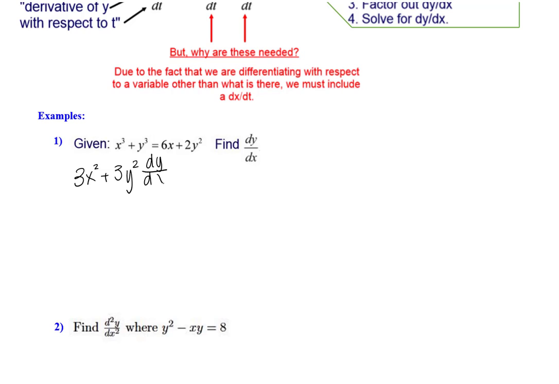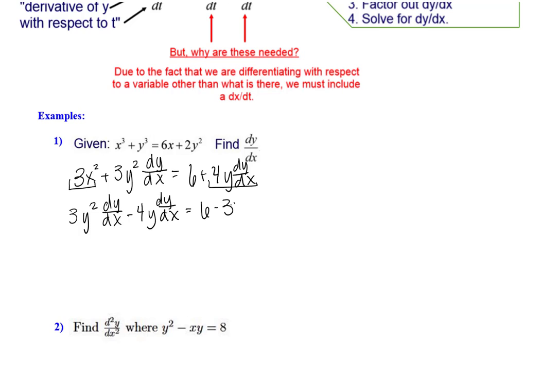We took the derivative of y with respect to x. Those don't cancel, so that's why that stays. 6, and now we have a plus 4y dy over dx. Now if I'm solving for dy over dx, we're just doing some basic algebra. So I need to move all my dy over dx's to one side, and I need to move all my other terms over to the other side. So let's move this 3x squared over and move that 4y dy over dx over. So I get 3y squared dy over dx minus 4y dy over dx equals 6 minus 3x squared.